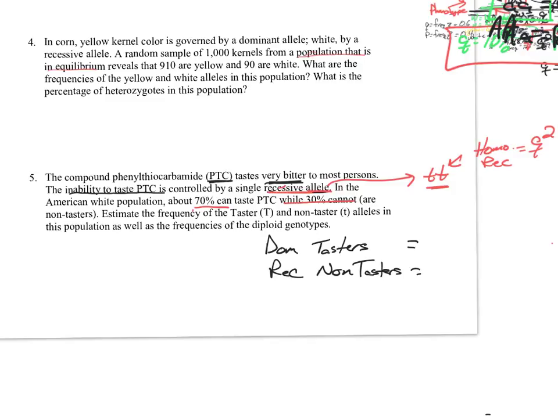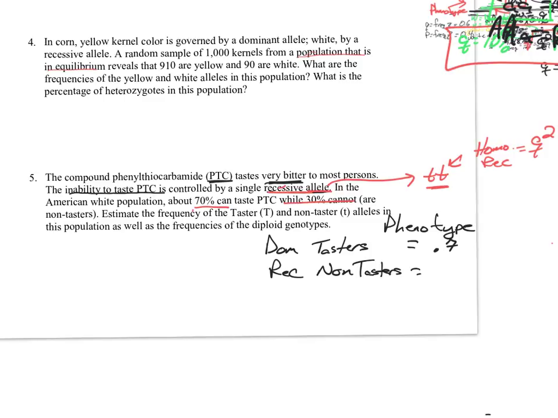And I say the phenotype, I have to remember these are phenotypes. If I start to put 0.7 or 0.3 into any of these equations, it won't work. Actually, 0.3 will, but not 0.7. So dominant tasters are 0.7. Why? How come I put 0.7, not 70%?